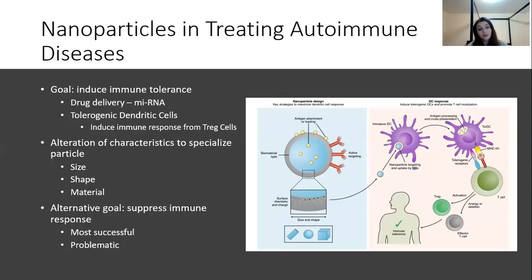And there's also an alternative goal, which is to suppress the immune response. And this is what we've seen the most success in through FDA approval. But it is still problematic, especially in treating autoimmune diseases, because you're suppressing the entire immune response. And that can be problematic for the patient, as a common cold can hospitalize them, as they essentially have no immune system.